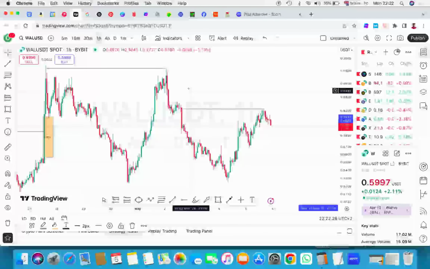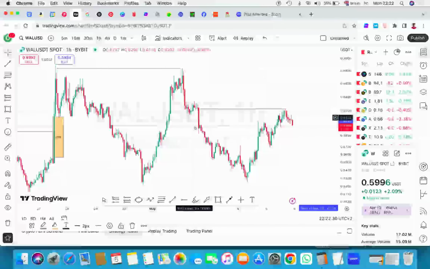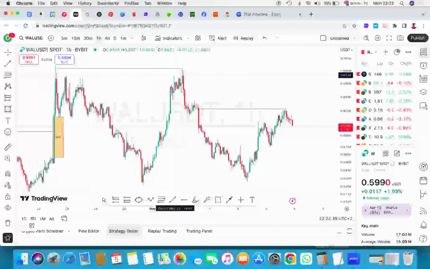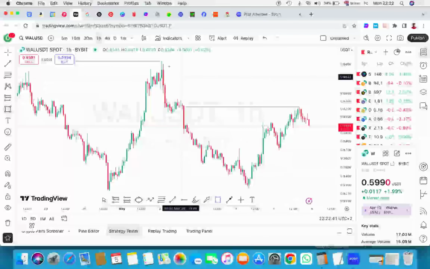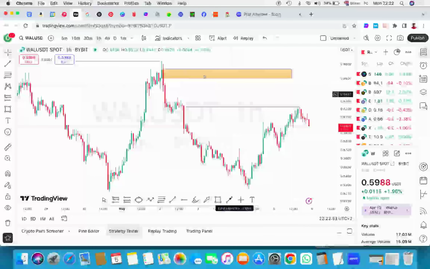So now in this scenario here, since we already have the structure that has been broken, and there is this unmitigated block here, right? Because you see the market hasn't even come to this area. I want to mark this as my other block. This is another block, but this is unmitigated, right? So you want to draw it from the body of the candle.